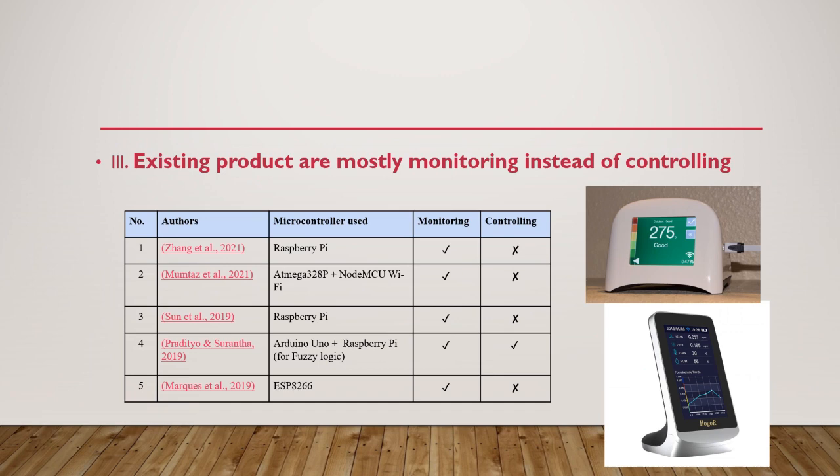So this is the third improvement, which is the last improvement of the air quality system. As compared to the existing product, we found that the existing products are mostly applied for monitoring instead of controlling. Based on the literature review as shown in the table below, we found that the embedded systems that others designed are mostly applied for monitoring instead of controlling. As compared to our project, we are able to use the input sensors to control the output actuators by using the microcontroller. So that is the improvement as compared to the existing products.